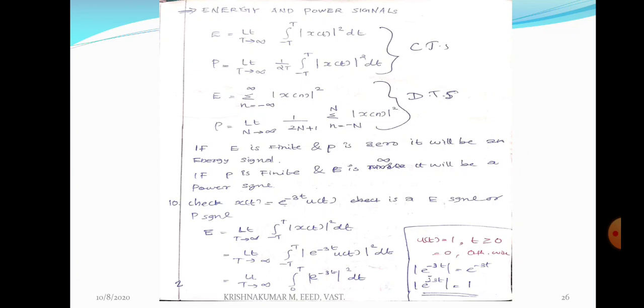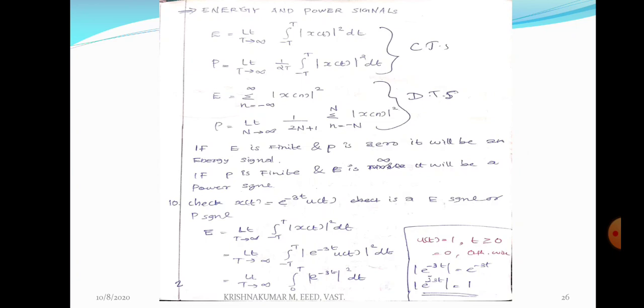I told you in the earlier class that u of t is equal to 1 when t is greater than or equal to 0. u of t is equal to 0 otherwise, meaning t less than 0. So you have to learn by heart that u of t is equal to 1 when t is greater than or equal to 0, and equal to 0 otherwise. So mod e raised to minus 3t u of t.